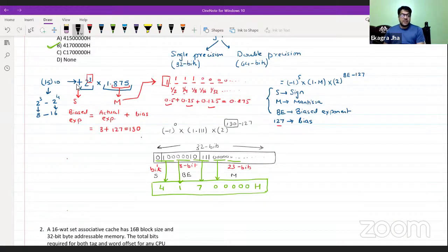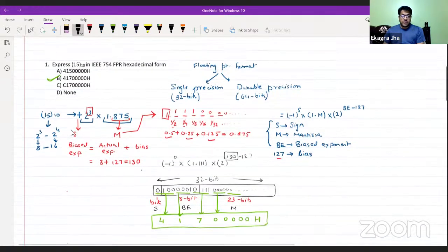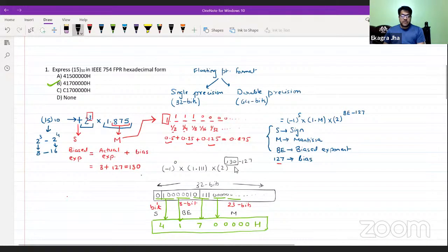Third thing you need is to find the sign. If the sign is positive, the sign is 0. If the value is negative, the sign is 1. Okay, then put these three values in the given 32-bit format, which is -1 to the power sign into 1 point Mantissa into 2 to the power biased exponent minus 127.